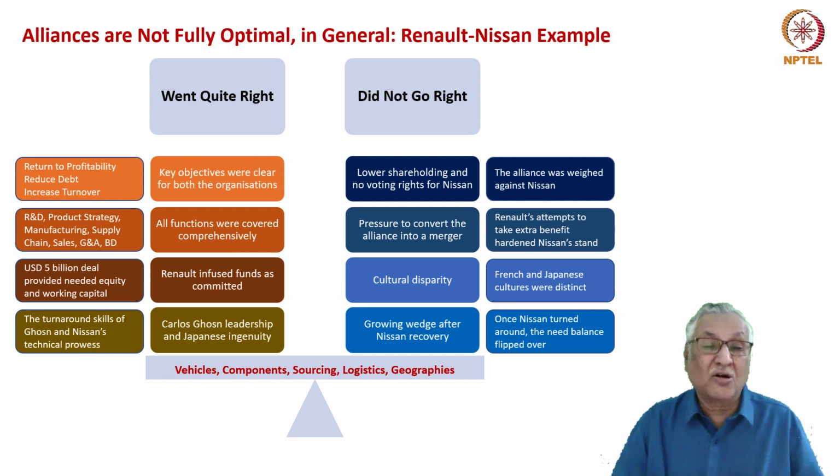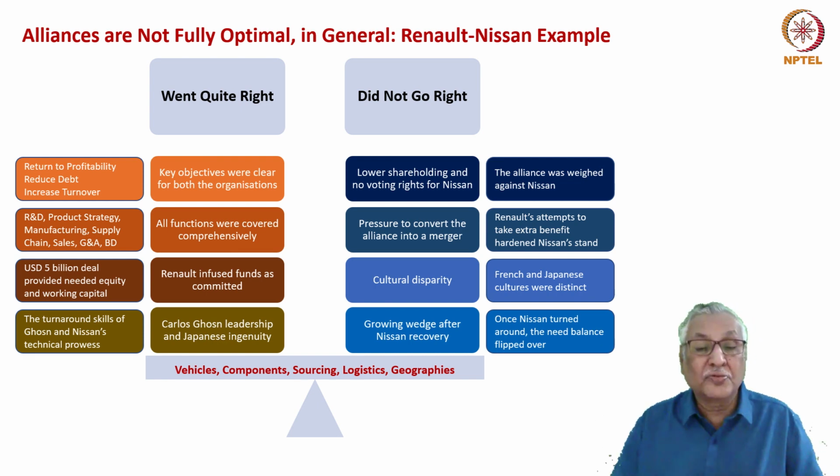The second, all the functions were covered comprehensively in the alliance: R&D, product strategy, manufacturing, supply chain, sales, general administration, and business development. As a result, the entire value chain benefited. Similarly, the capabilities of Japanese in terms of their value chain management also benefited Renault. Renault infused funds as committed. A $5 billion deal provided the needed equity and working capital resources.